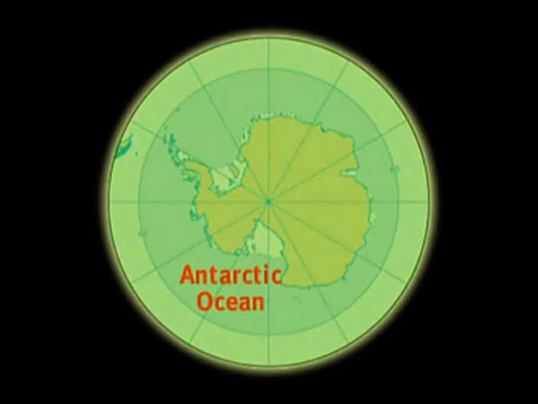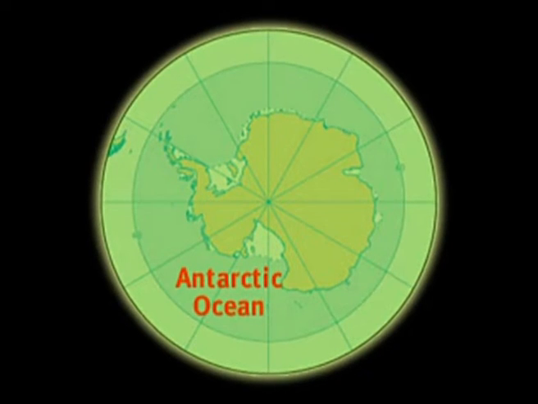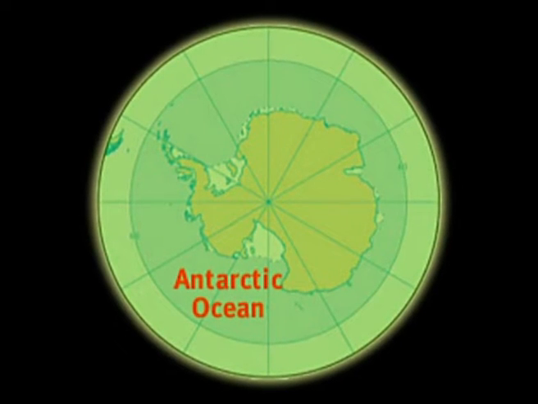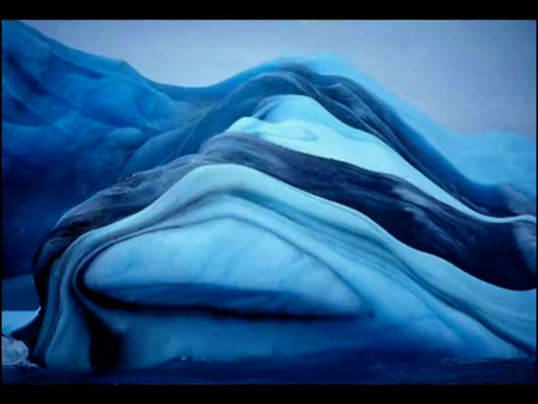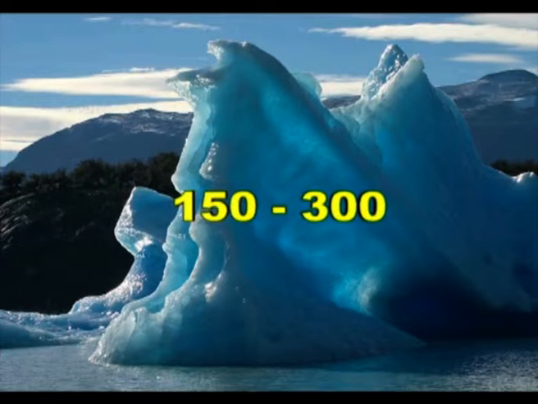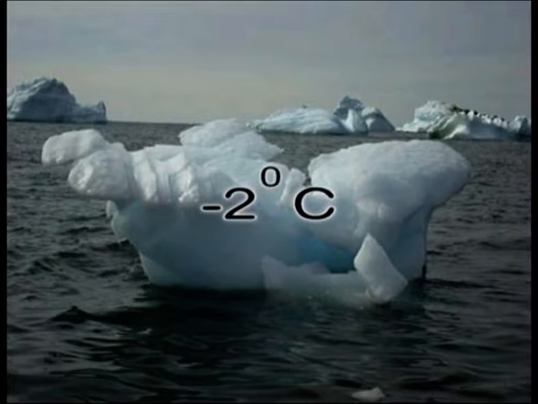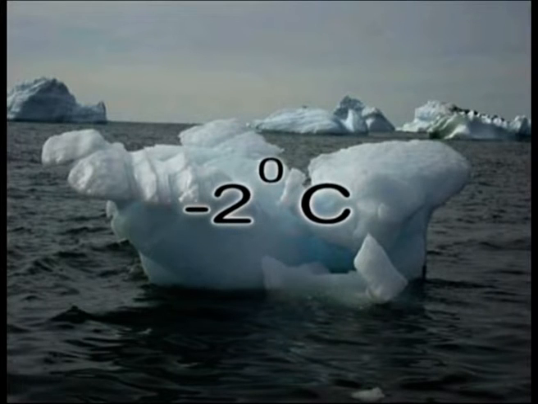Let us see the next one, the Antarctic Ocean. The Antarctic Ocean is the name given to the waters surrounding the Antarctic continent. It is a mixture of three major oceans. Antarctic Ocean contains 150 to 300 meter thick icebergs, and it maintains a constant temperature of -2 degrees centigrade always. The surface freezes in winter and breaks into packed ice in summer, particularly in Antarctic Ocean.